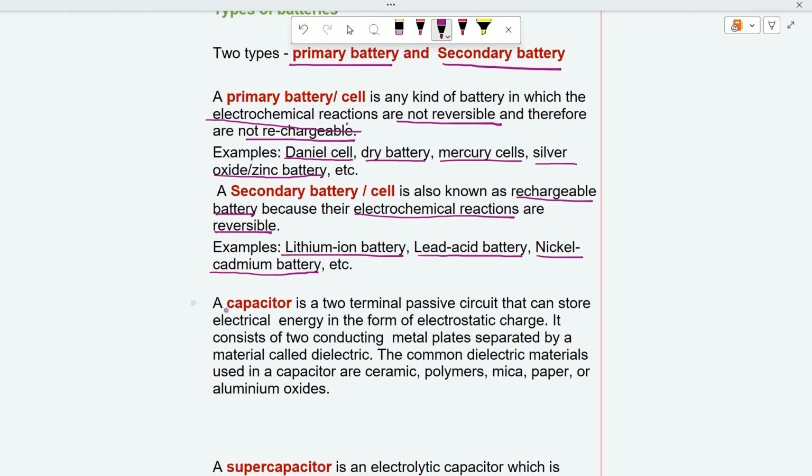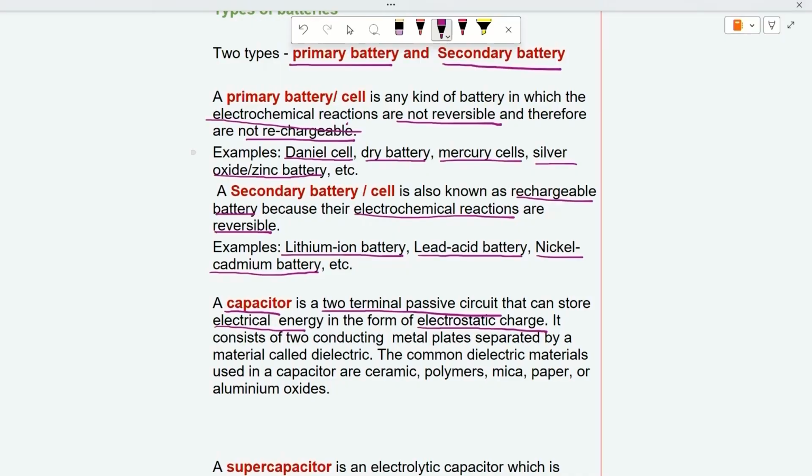So, a capacitor is a two terminal passive circuit element that can store electrical energy in the form of electrostatic charges, that is opposite charge, positive and negative charge. Okay. It consists of two metal plates, and in between the two metal plates you will be having a dielectric material to prevent the discharge of the formed electrostatic charges.